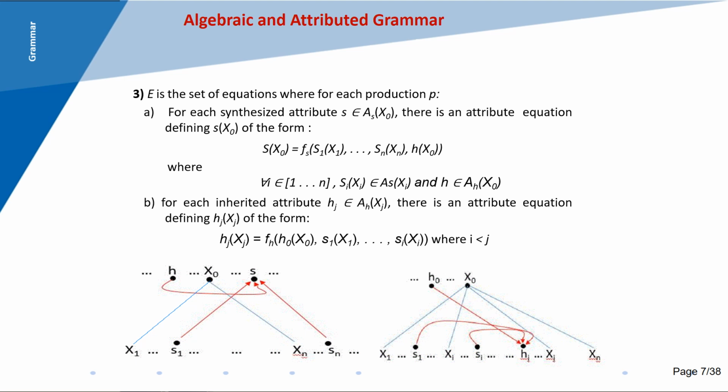For the set of synthesized attributes, the computation is from bottom to top and from left to right using the function fs, where s of x0 is equal to fs applied to s1 x1, ..., sn xn, and h of x0. For inherited attributes, the computation is from top to bottom and from left to right using the function fh, where hj of xj is equal to fh applied to h0 x0, s1 x1 up to si xi, where i is less than j.